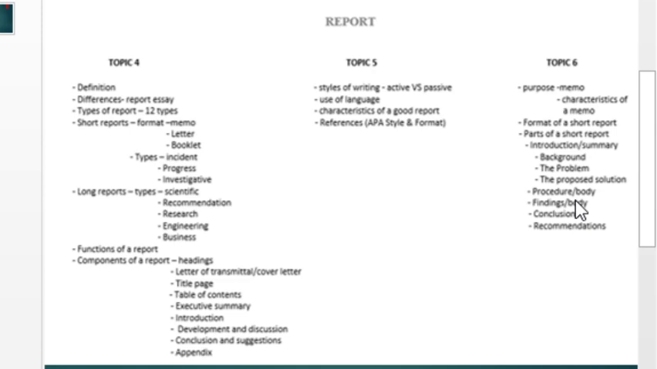But basically these 3 are talking about one thing, which is report. So when there's a question asking you generally what types of report we have, you have to remember generally you have 2 types of reports, which is short and long reports. More information on short reports would be in topic 6, and in topic 6 for short reports specifically it looks into memo. Some might ask why we have to look into memo.